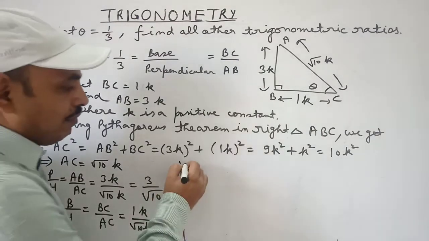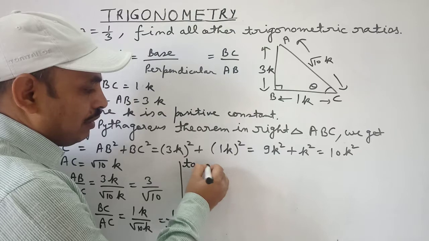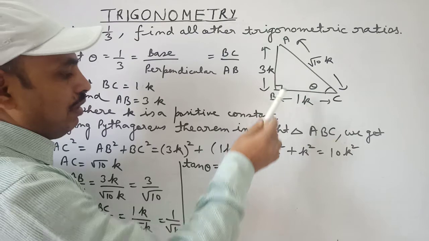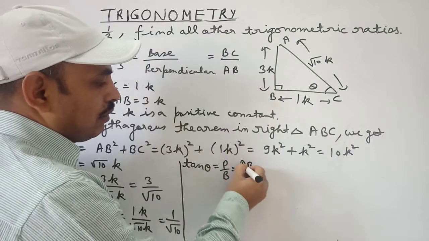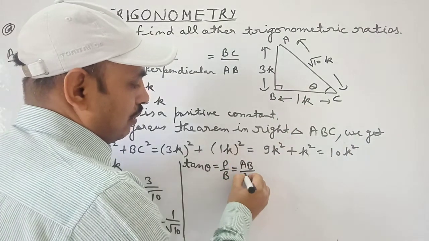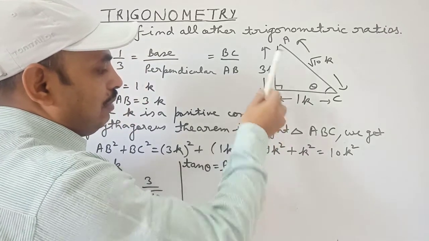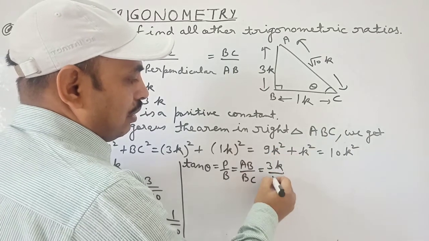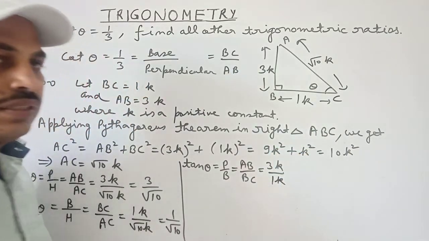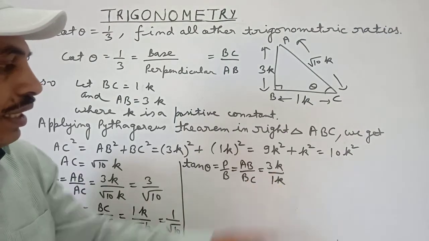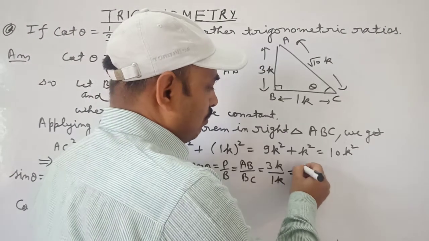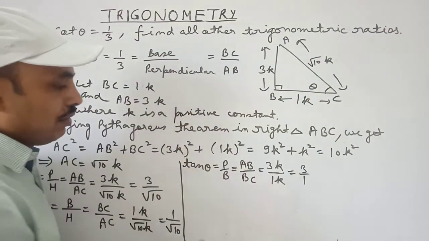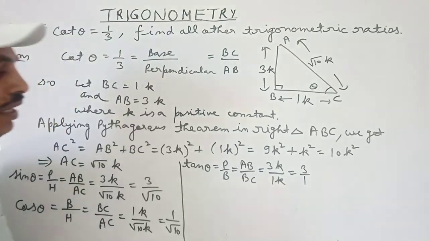Now tan theta. Tan theta is perpendicular upon base. For this angle, perpendicular is AB. Base is BC. What is AB? AB is 3K. What is BC? BC is 1K. K will cancel K. Equal to 3 upon 1. Next is cot, already we have.